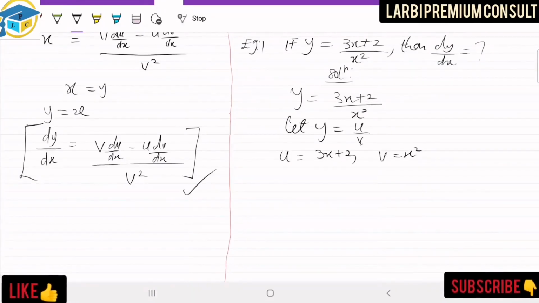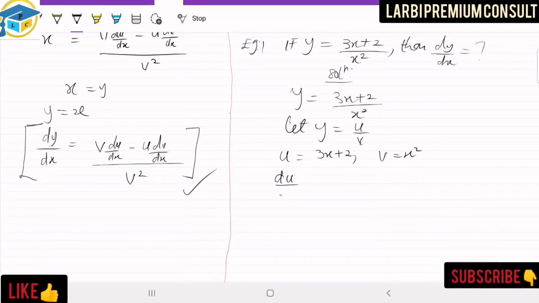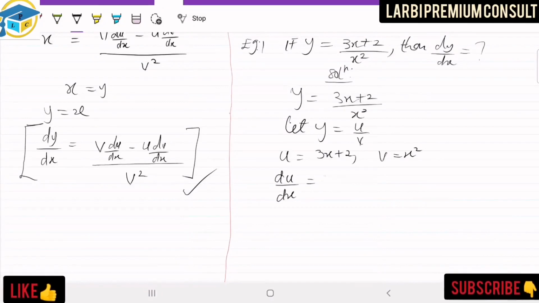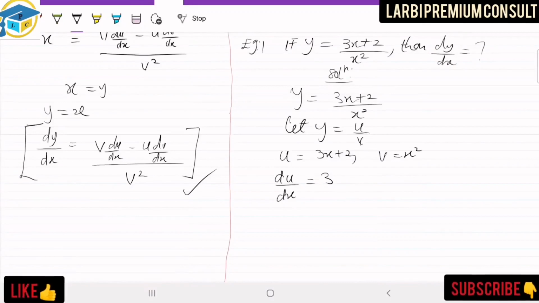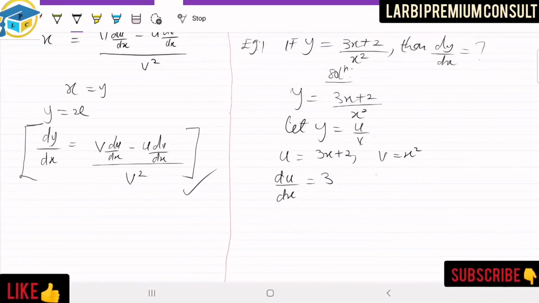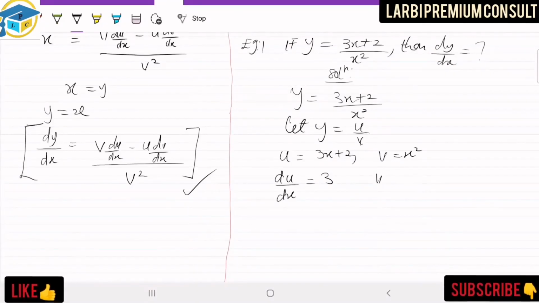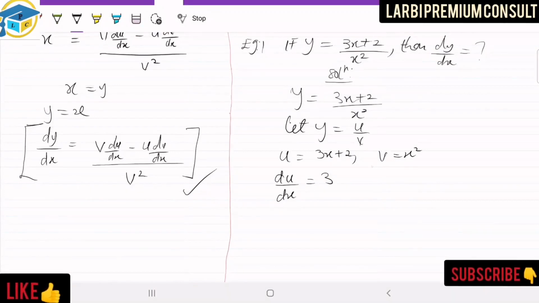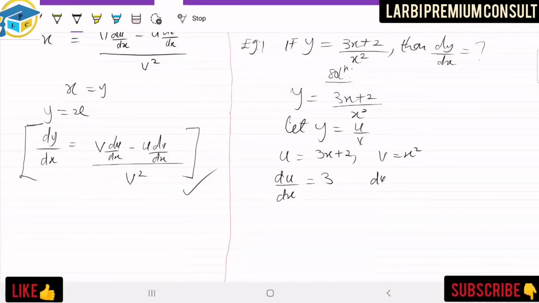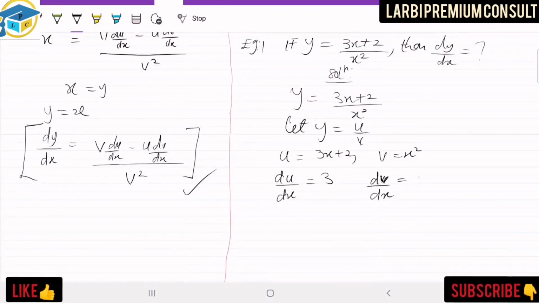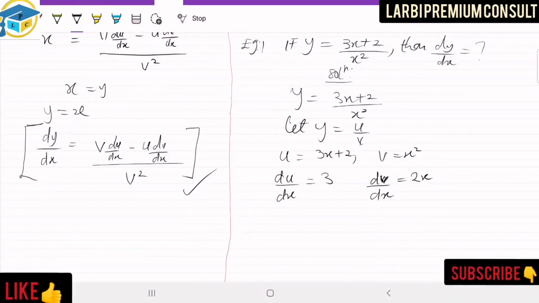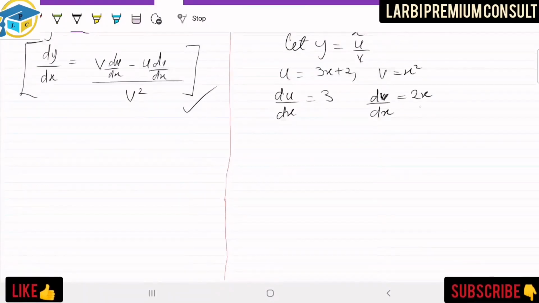So here I'm going to differentiate each expression individually. So du dx is going to be 3. Remember, a constant is going to give you 0, so no need, 0. Then here is going to be my dv over dx, and that's going to give me 2x. I believe that is clear. All right, so that is 2x.